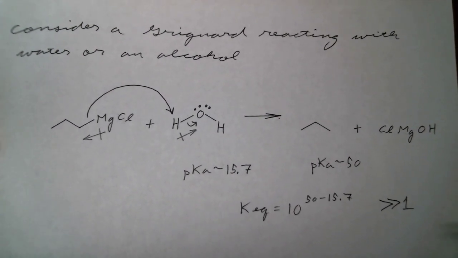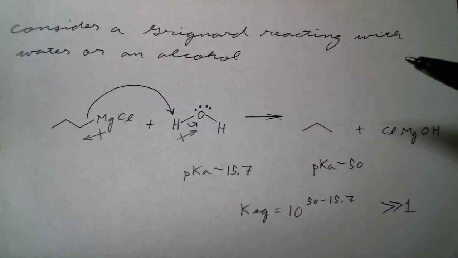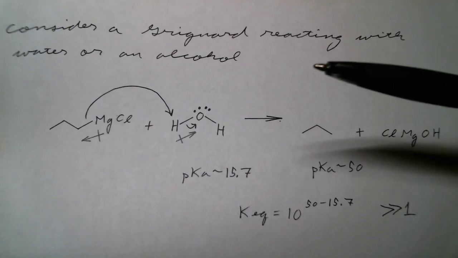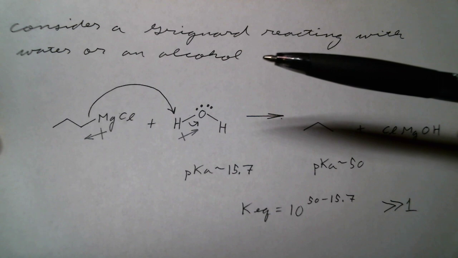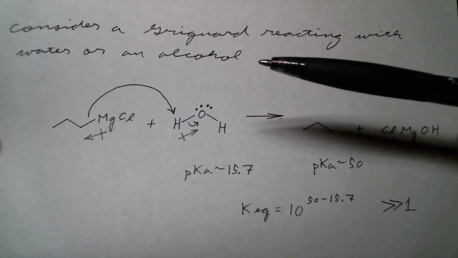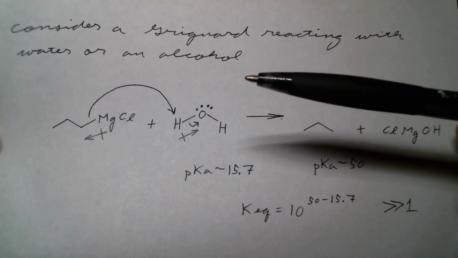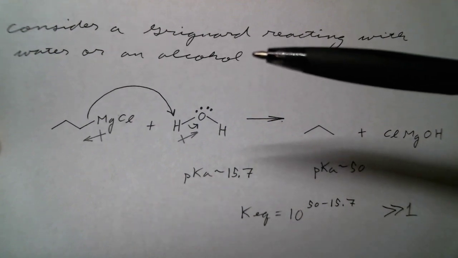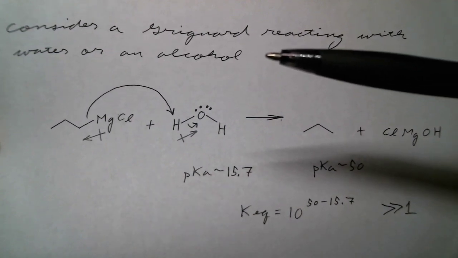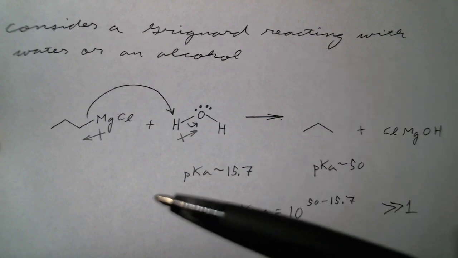So let's consider Grignard reacting with water and alcohol. I think in the first video I said that they are very basic. We cannot form them in the presence of a polar protic solvent, so we have to make sure our ether is anhydrous, does not contain water. And again, if there were an alcohol present, the Grignard would simply react with it.